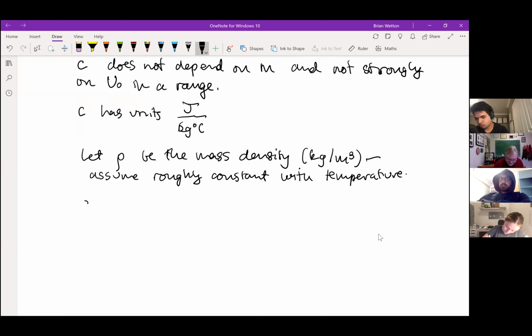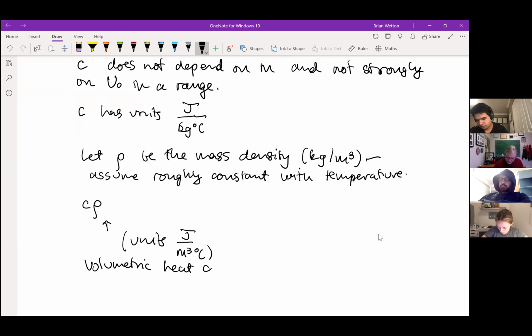So if I look at C times rho, let's look at the units of this. The units are joules per cubic meter degree C. This is known as the volumetric heat capacity of the material.